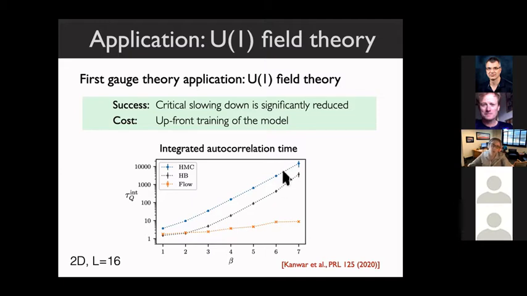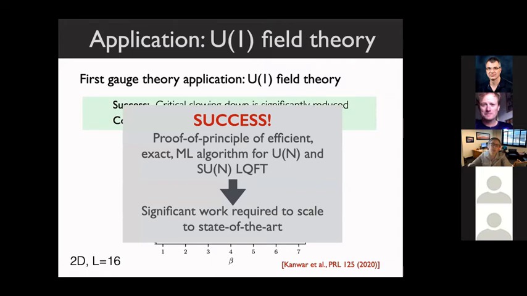Okay, so this is just one example of a success of the beginnings of applications of machine learning approaches to try to accelerate lattice field theory calculations. So this is an example of an efficient, exact machine learning algorithm, which you can use for U(N) and SU(N) lattice quantum field theory. And there's still significant work to scale to the state-of-the-art calculations, but it's extremely promising, especially if you can realize multiple orders of magnitude improvements in regions of interest.